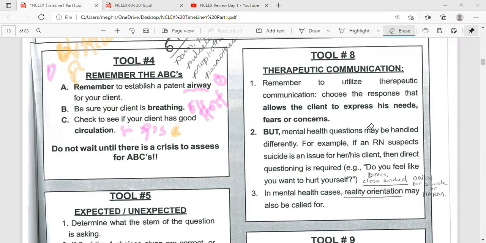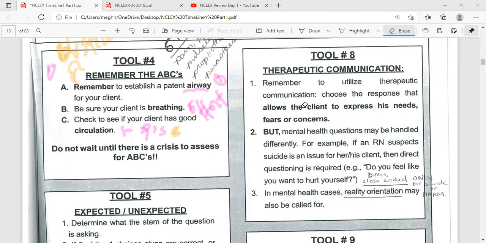And the next tool here is therapeutic communication. When you deal with the patient, you could ask a leading question to find out what your patient's diagnosis is. And you will talk in a way that makes it easy to convey the message to the patient, so that the sender and receiver are effective. Therapeutic communication is very important, so remember to utilize it.